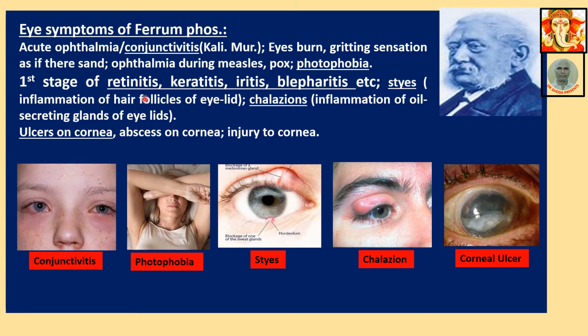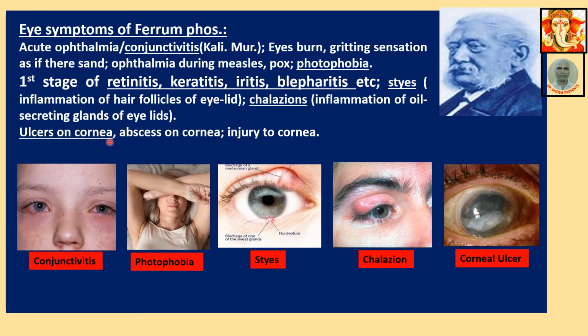Styes are inflammation of the hair follicle of the eyelid. Chalazions are inflammation of the oil secreting glands of the eyelids. These are all first stage. If it is in the first stage, that is just starting, pain is starting, the place is hot, red, then FERRUM PHOS is the medicine.